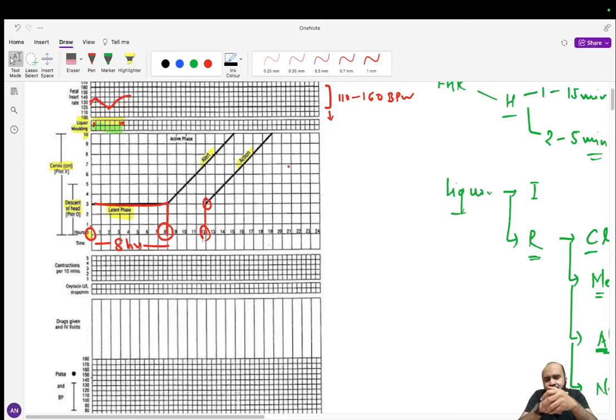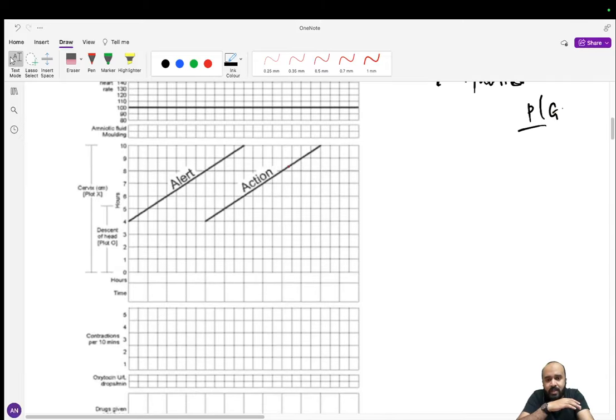This was a flaw in this composite partograph because it was telling me that latent labor has to be finite, which is not the case. Latent labor can go on for several days and you do not need to do anything about it, which is why in this modified partograph, the alert line and action line start immediately at 4 centimeters, which indicates that there is no scope for latent labor.